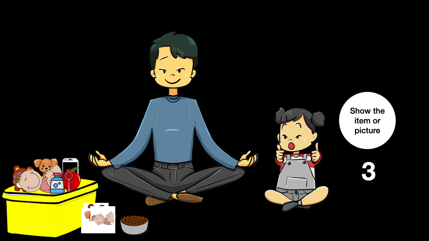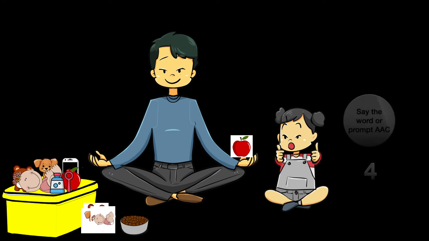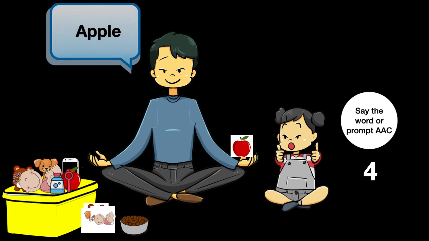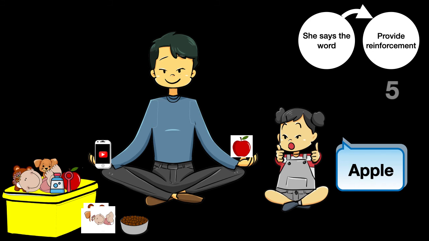When you have a few minutes to play with your child, sit down next to her. Get her attention by saying her name or tickling her. When she's paying attention to you, show her one of the items or pictures. Next, say the word for the picture or item you're holding. If she's using PECS or another form of alternative communication, physically direct her hand to the correct item in her book or app, or model the sign. If she says the word or uses the alternative form of communication, immediately give her one of the reinforcers.